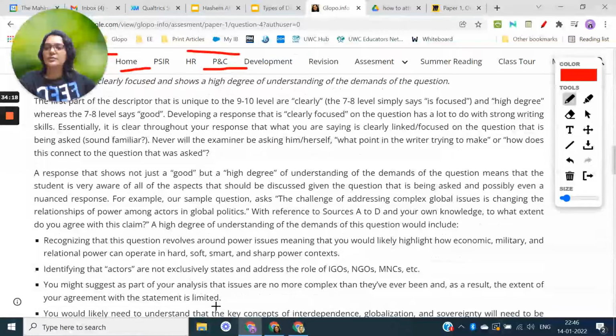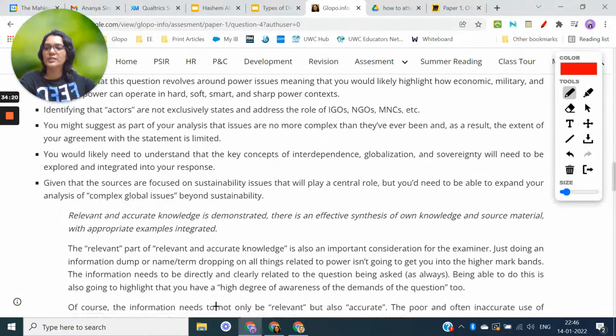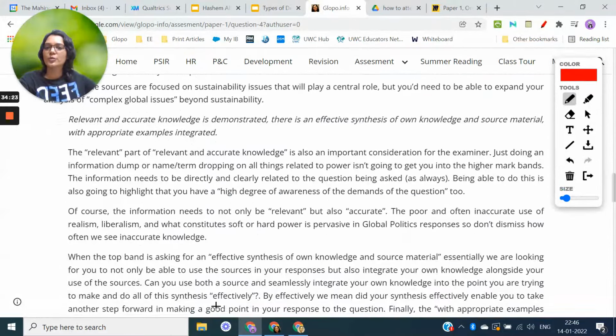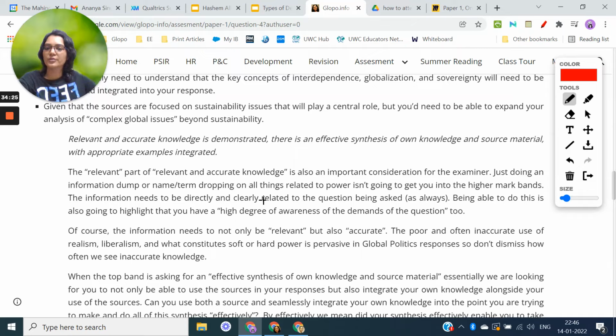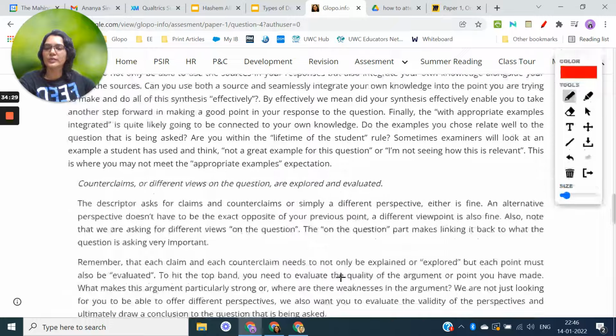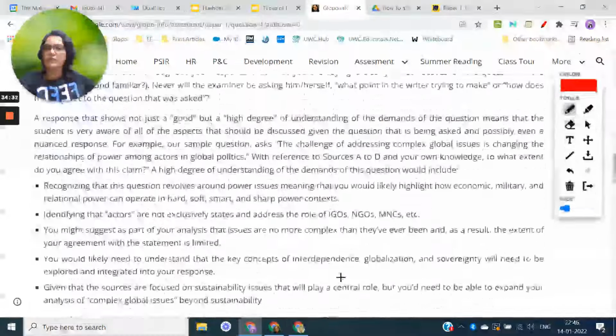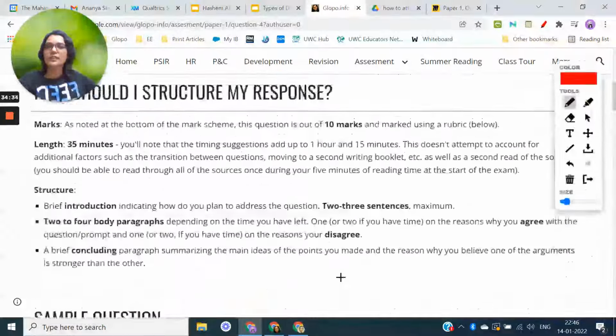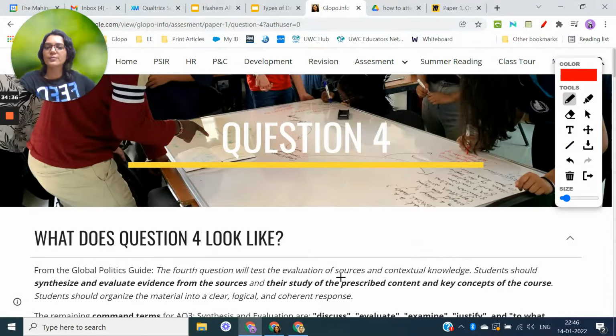Okay, and all these pointers we have already discussed. You can still go through it. What do you mean by relevant? What do you mean by accurate knowledge? In detail I have written down everything over here. You can definitely refer to this one. Fair enough. This is your question number 4.